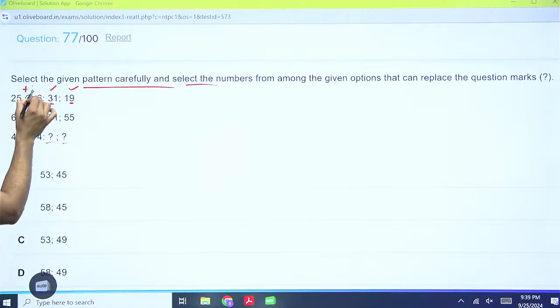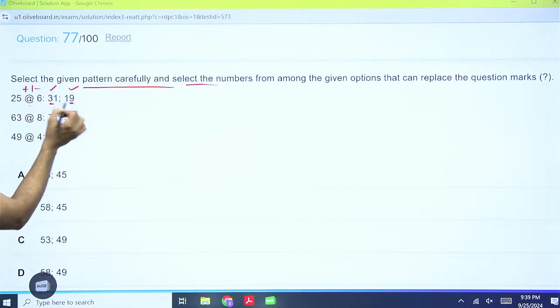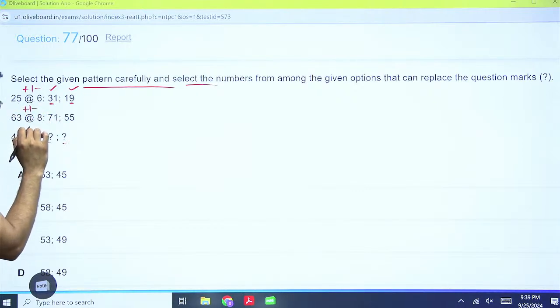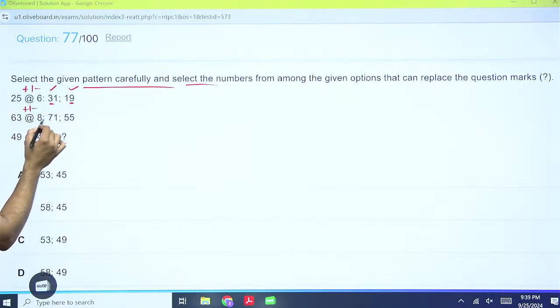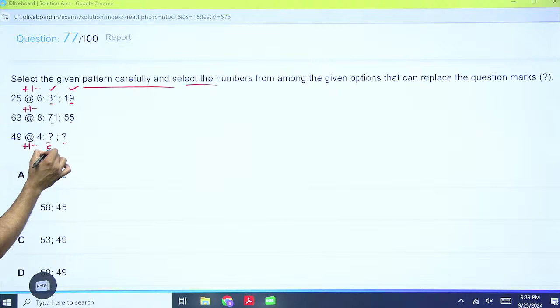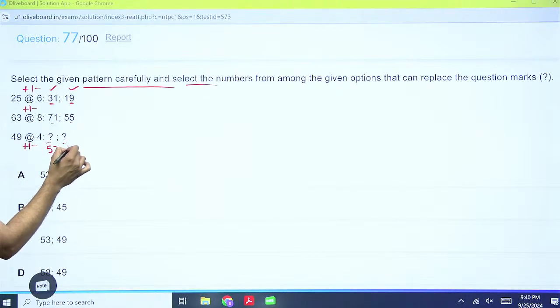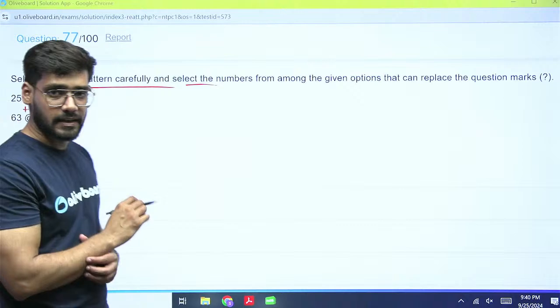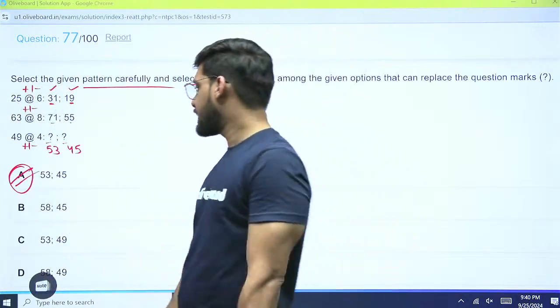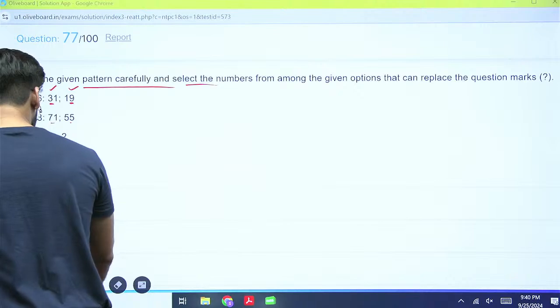If I use plus and minus, 25 plus 6 is 31 and 25 minus 6 is 19. If I similarly use plus and minus over here as well, then what will we get? 63 plus 8 is 71, 63 minus 8 is 55. And if I use plus and minus over here, 49 plus 4 is 53 and 49 minus 4 is 45. 53 and 45 matches with option number A, and I hope this is clear to you, right? Let's move on to the next question as well.